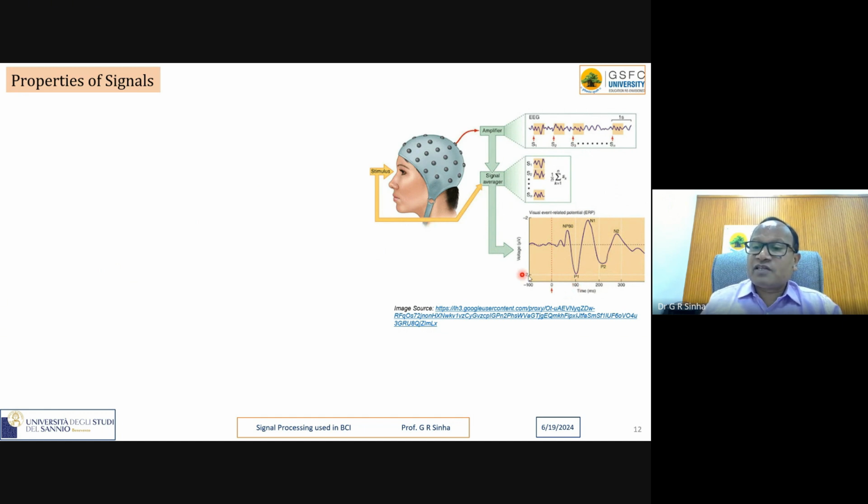P1 is the first positive peak. P2 is the second positive peak, on the positive voltage side. Look at the diagram carefully. The upper side is negative, the lower side is positive. You can reverse the diagram also, there is nothing wrong. So this side is P1, P2, and on this side N1 and N2, which are negative.